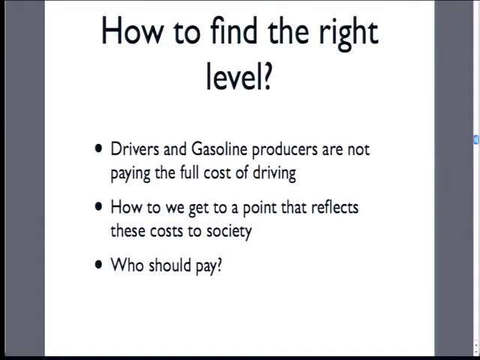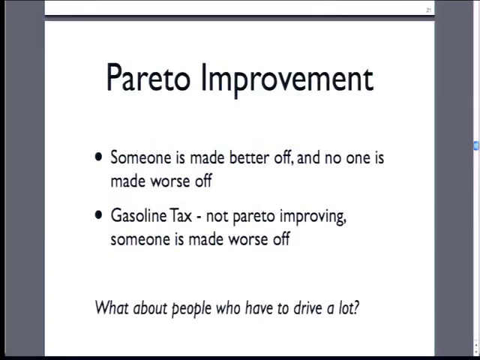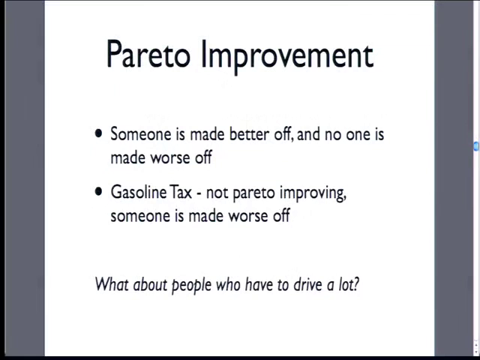So the drivers and the gasoline producers, the people demanding and the people with their private costs, are not paying the full cost of driving. We have the societal point that's different, right? And so how do we get to the societal point and find it? One criterion that we impose when we do a price change, when we do taxes, when we do policies, is Pareto improvement. Can we make one party better off and make nobody worse off? That's a Pareto improving change. So a gasoline tax is not Pareto improving. Somebody is made worse off.